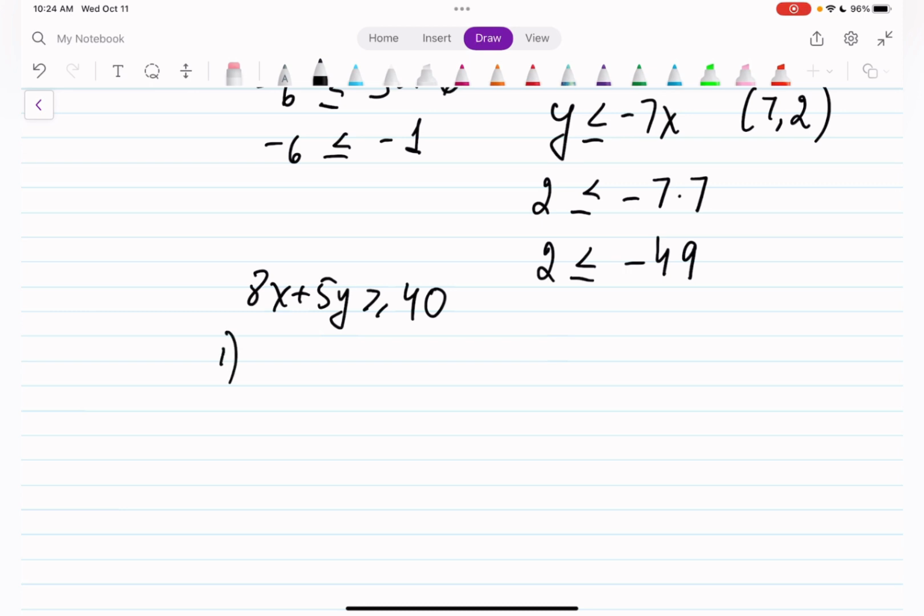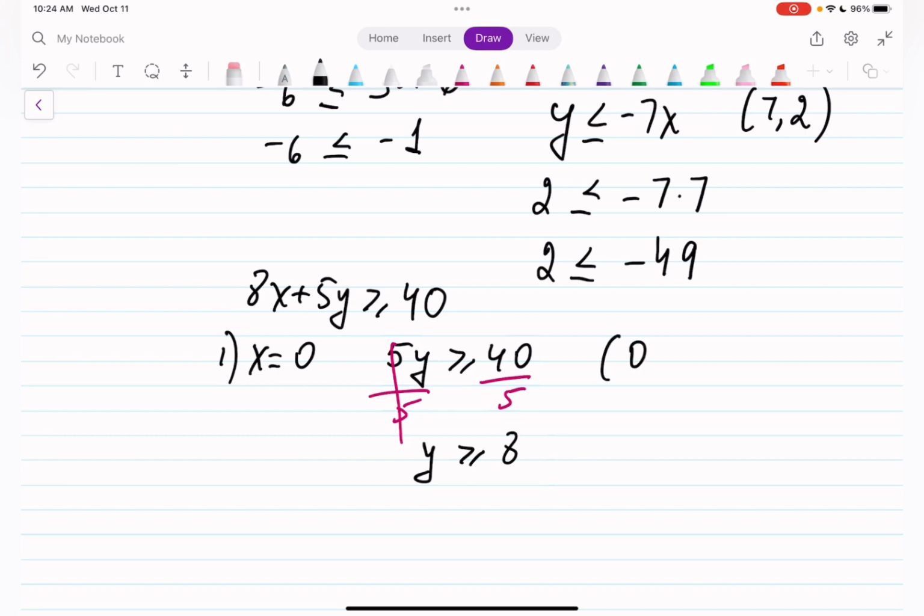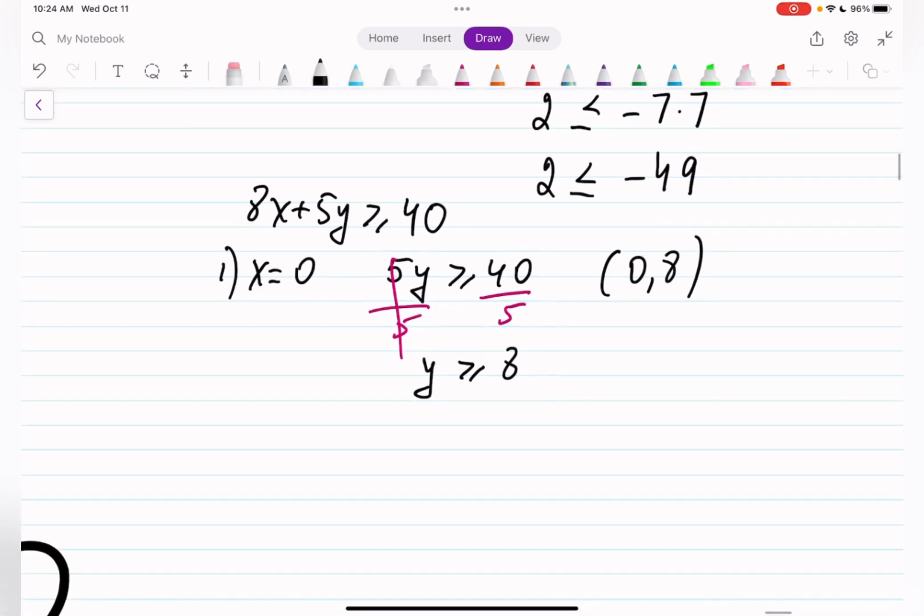So, first case, x is equal 0, we find y-intercept, which means this is going to be equal 0, right? And we get 5y greater or equal 40, dividing by 5, and I am getting y is greater or equal 8. So it's going to be 0, 8, first point, first intercept.